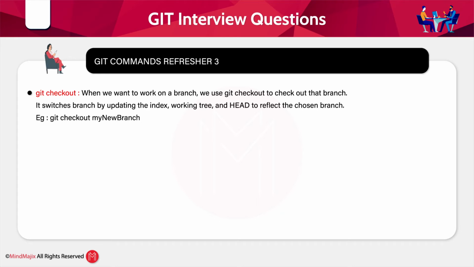See, git checkout my branch name. Git checkout master. We can check out to the master branch from the feature branch, like that. You can go for creating any number of branches, right?